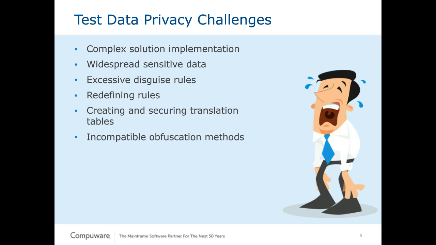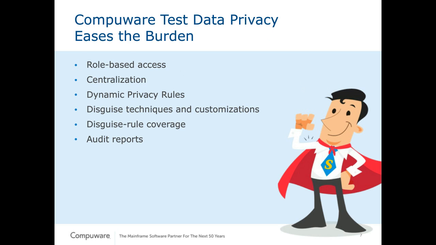We will demonstrate the centralized management of roles and translation tables, how different roles will have access to different functions within File-AID data privacy. The Data Privacy Administrator role has the highest level of authorization, giving complete access to all functions within data privacy. We'll also show how disguise techniques and customizations with the benefits of dynamic rules and rule coverage. Finally, we'll show the audit report.